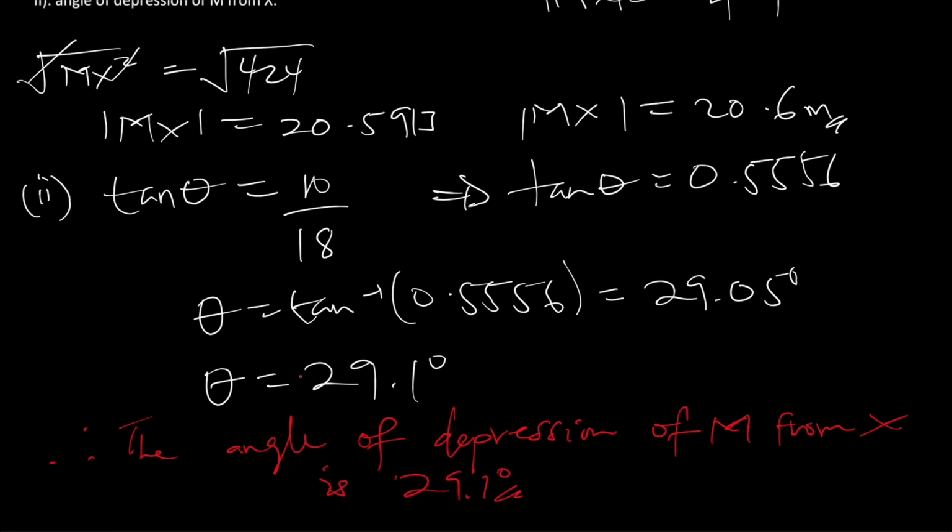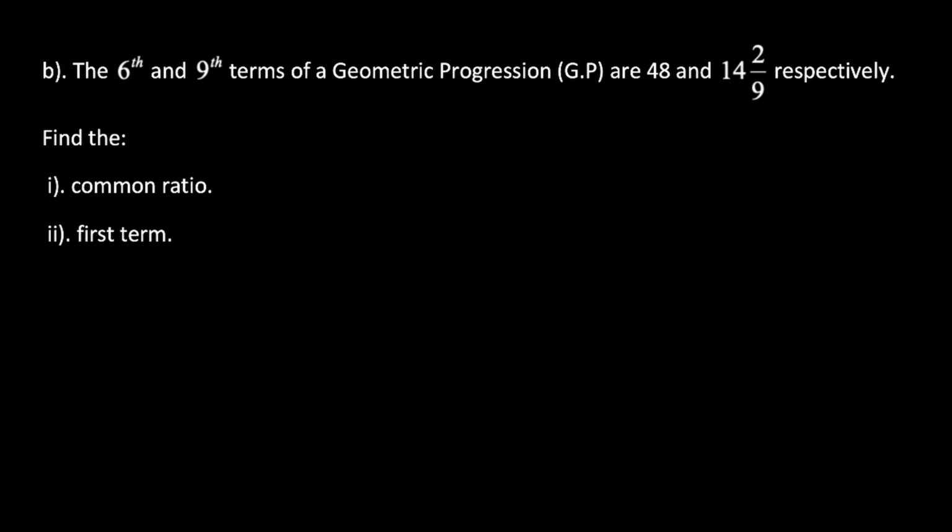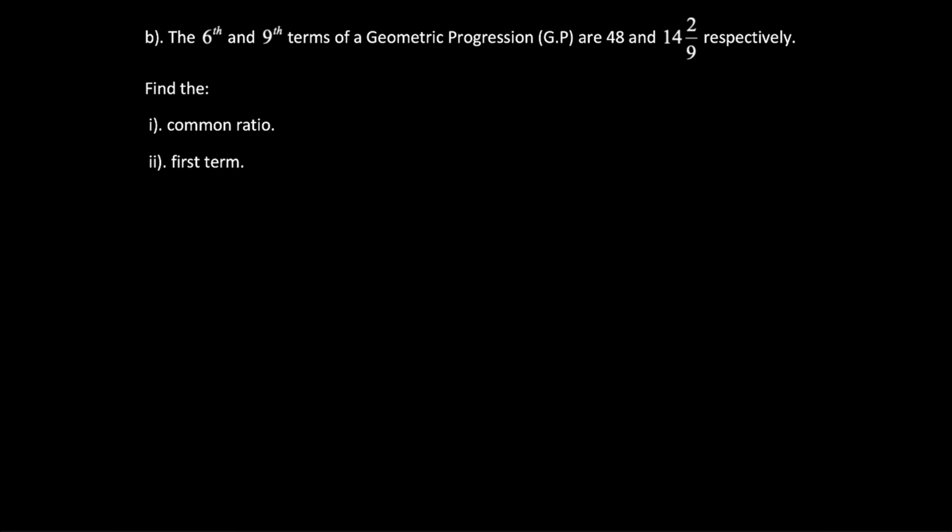So we'll be moving on to question 9b. The 6th and 9th terms of a geometric progression are 48 and 14 whole number 2 over 9 respectively. Find (i) the common ratio, (ii) the first term. So let's begin with our solution.